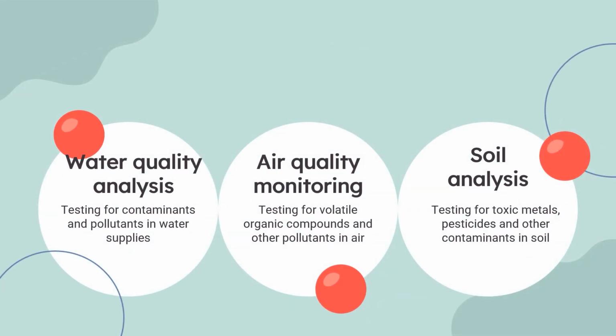Water quality analysis involves the testing for contaminants and pollutants in water supplies. In air quality monitoring, the volatile organic compounds and other pollutants in the air are tested. Then soil analysis. It is the testing for toxic metals, pesticides and other contaminants in soil.